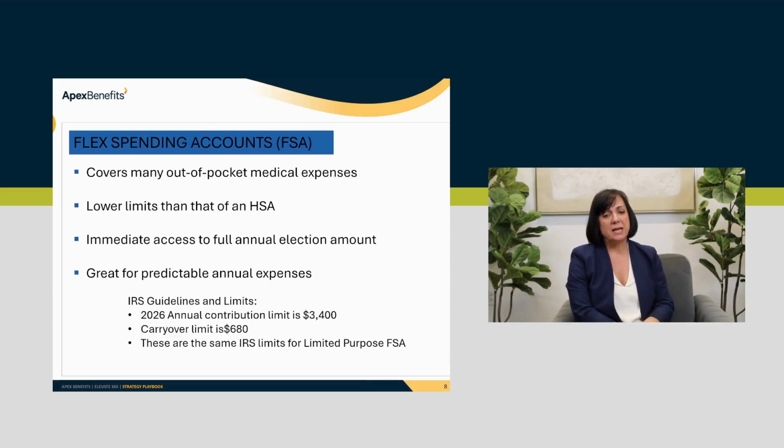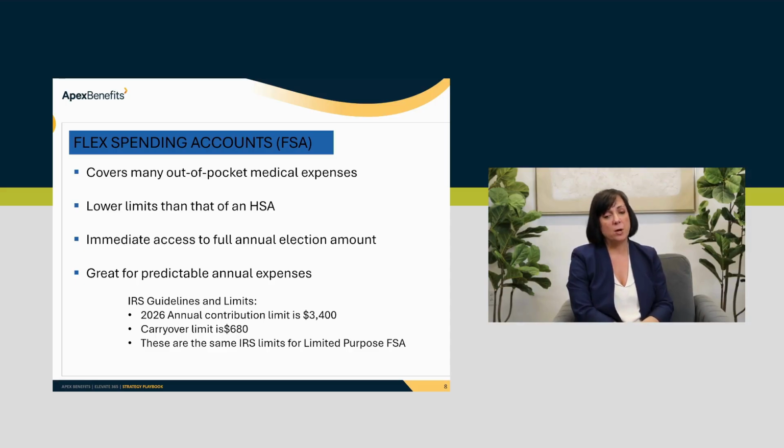So flex spending accounts cover many out-of-pocket medical expenses. They have lower limits than that of a health savings account. You do have immediate access to the full annual election amount. So this is where we go back to, once you choose how much you're contributing each pay, you can't make any adjustments to that contribution because you have immediate access to all the funds that you've planned to pay throughout the year.